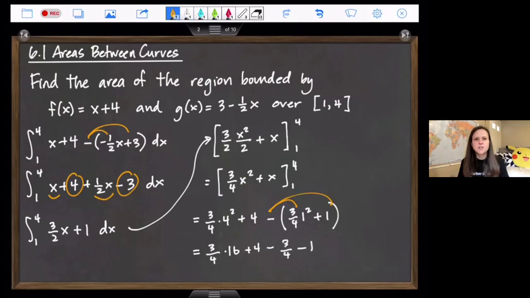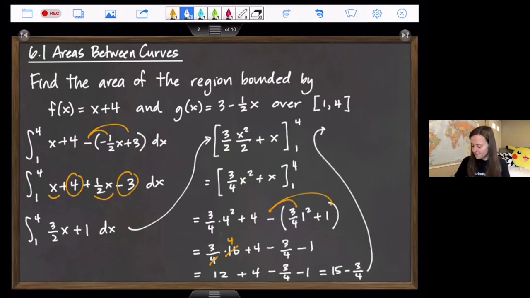So let's see, this is just a bunch of arithmetic, right? The 4 and the 16 here can reduce. So this is going to give me 3 times 4, which is 12. And I had a plus 4 minus 3/4 minus 1. Let's add up all of those integers. So 12 plus 4 gives me 16, minus 1 would give me 15. So I've got 15 minus 3/4. And let's get a common denominator on that 15. 15 times 4 is going to be 60. So I'm going to make this 60 over 4 minus 3 over 4. And I get 57 over 4.